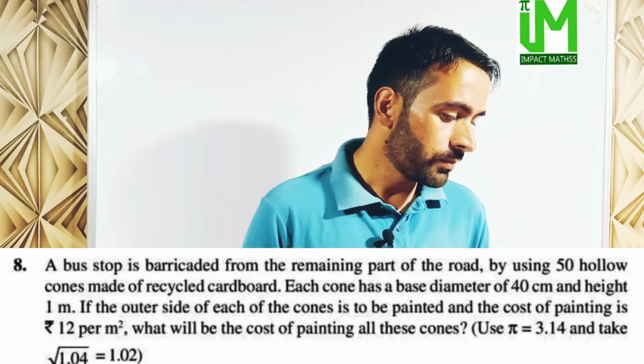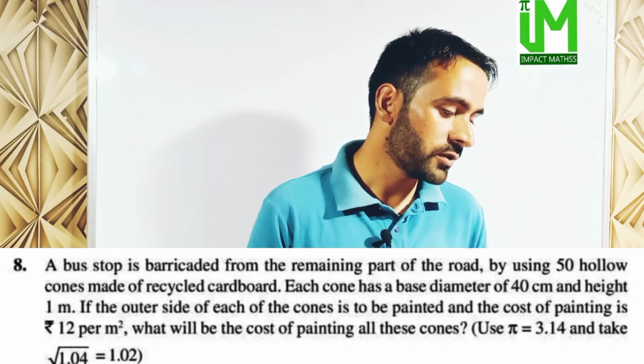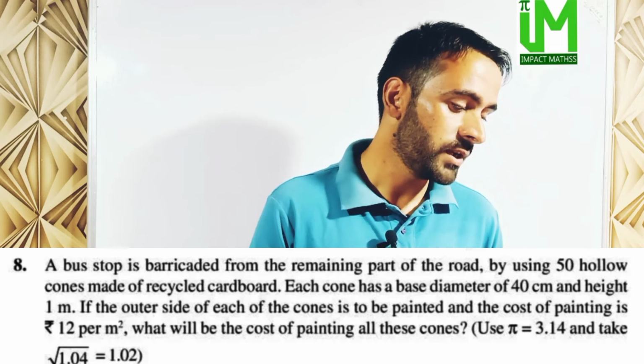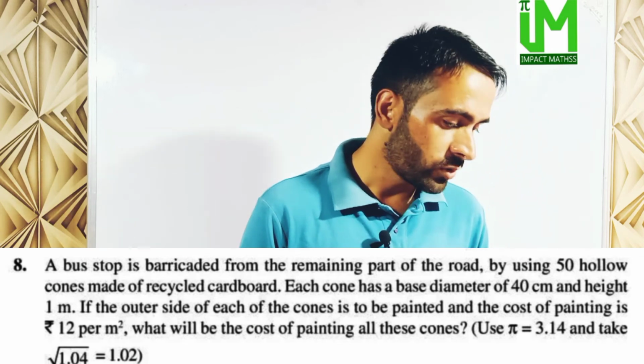So see, question number 8 reads out: a bus stop is barricaded from the remaining part of the road by using 50 hollow cones made of recycled cardboard. So the bus stop stays barricaded, separated on the sides by using barricades.